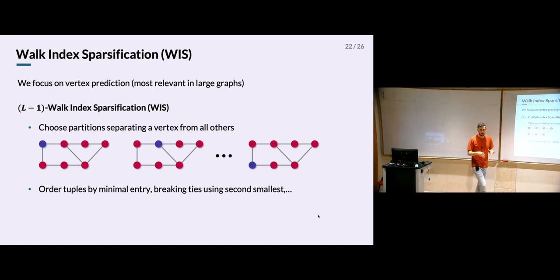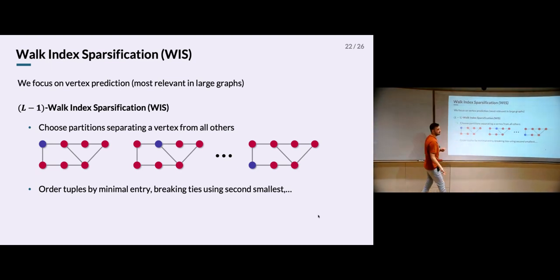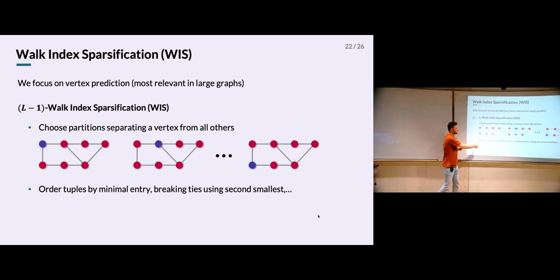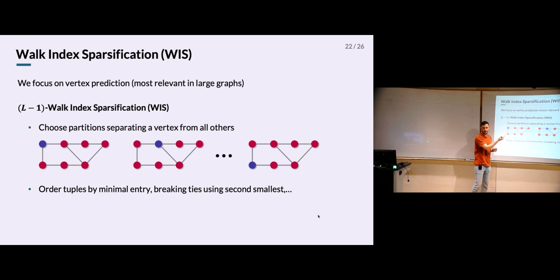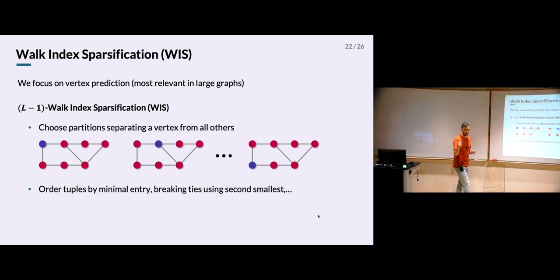Basically, to wrap it up, what it means is that for each edge, we will temporarily remove it, compute the walk indices with respect to these partitions that we care about, and then we will remove the edge whose minimal walk index is maximum. Okay, the minimal walk index is maximum, and break ties using the second smallest and so forth.